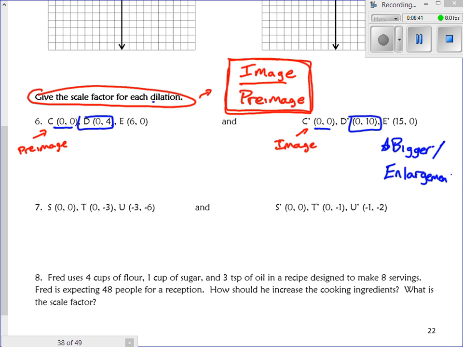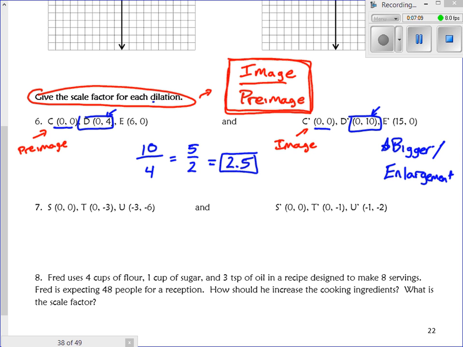Sometimes these are pretty easy to spot, like it'll just double or triple, and you guys will probably be pretty quick to pick up on those easier ones. But this one's a little bit trickier, so we'll use our formula. The 0 is not really helpful, but we'll take that 10 from the image and divide by the corresponding piece, which is the 4 from the pre-image. And 10 over 4 simplifies to 5 over 2, which would be a scale factor of 2.5.